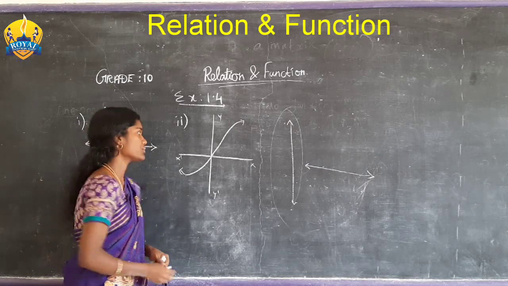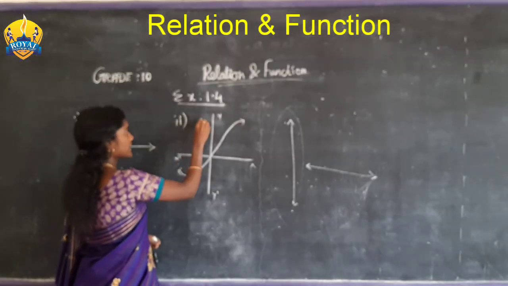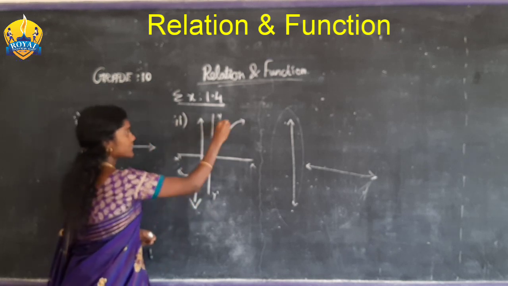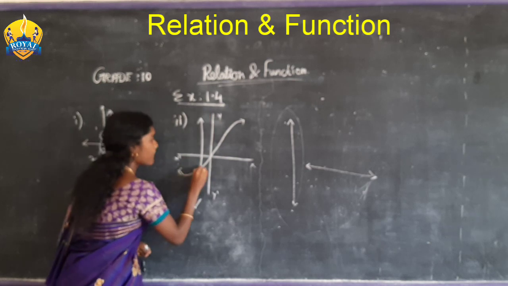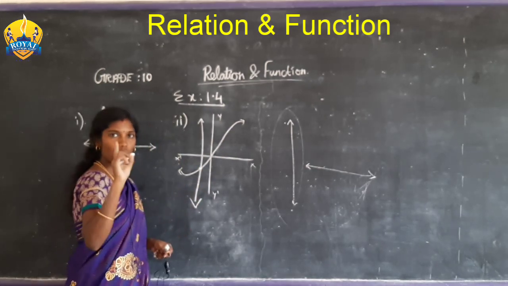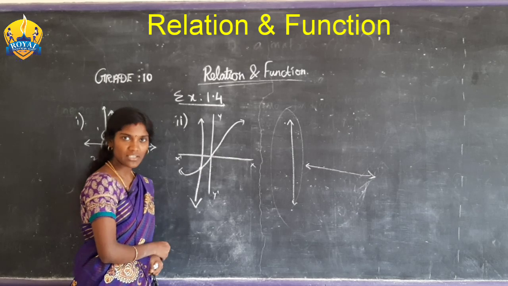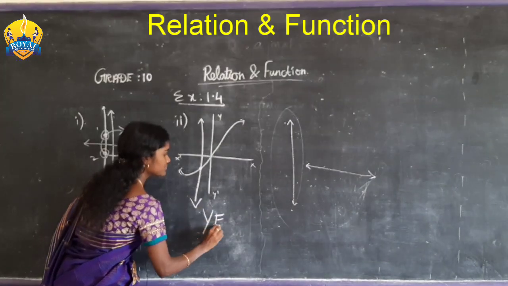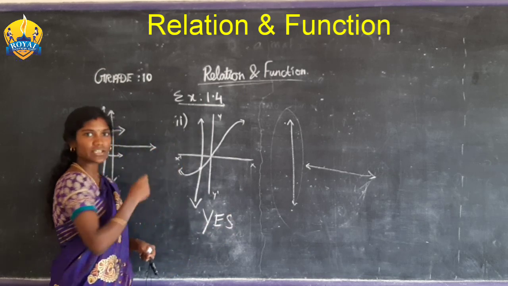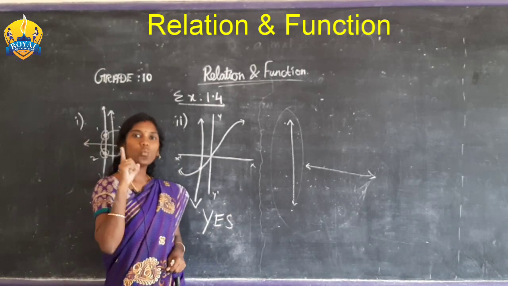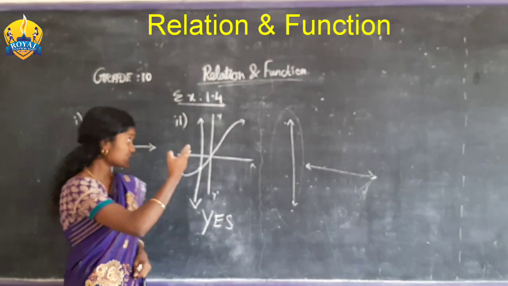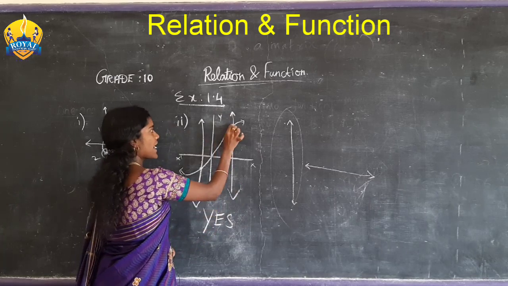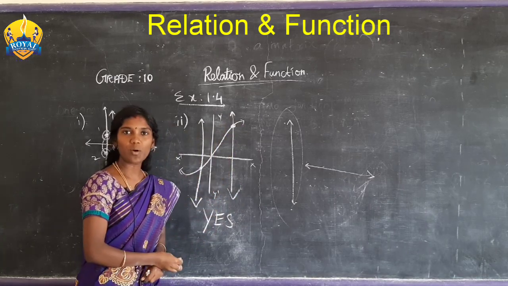Now I am going to prove it. Here I will draw a vertical line through the curve. Here the curve and the vertical line meet at only 1 point. So is it a function? Yes, it is a function, because this vertical line meets at only 1 point. In the same way, draw another line here. This also has only 1 point.